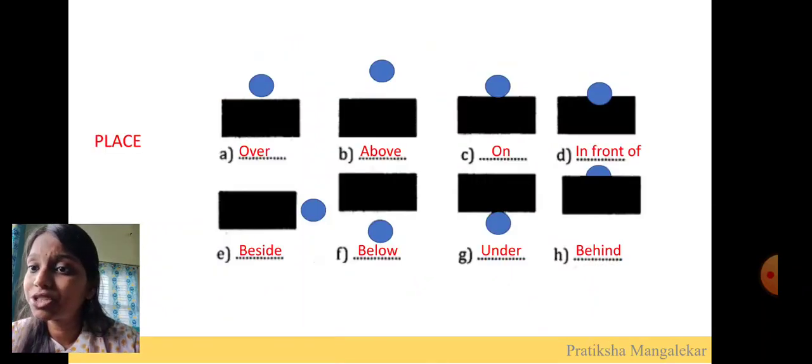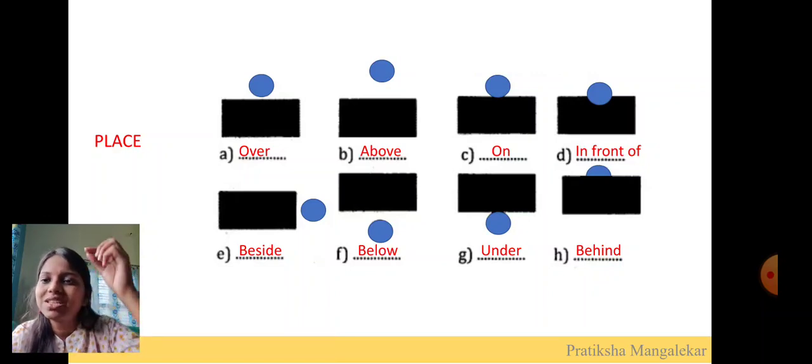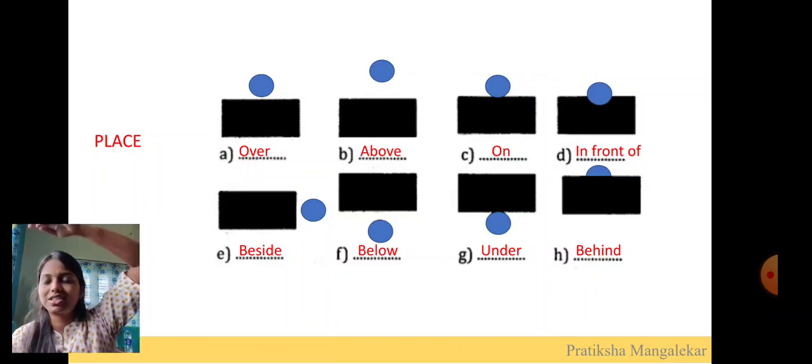Let us look at prepositions of place. A. Over. You see the ball is just a little up over the box. Just a little over. There's not much distance. However, B, above, means a lot of distance. There's a lot of distance, we say above.